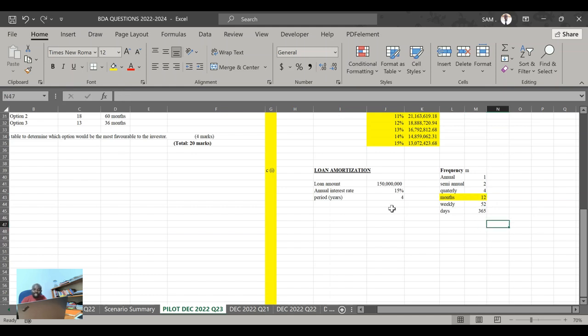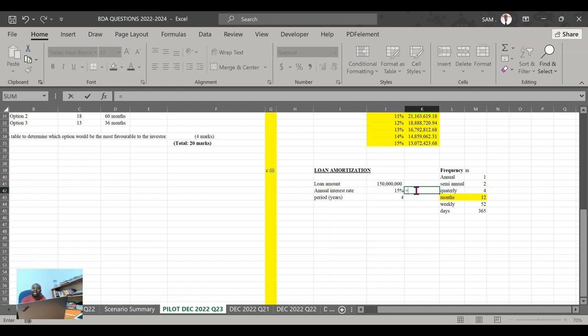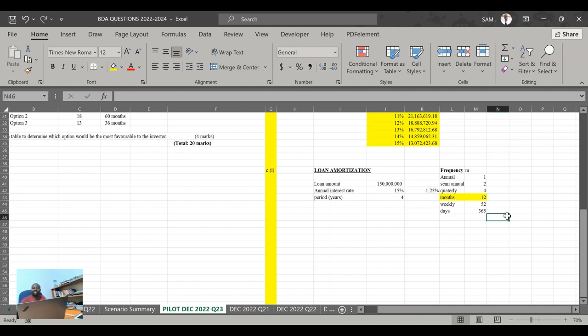So if that is the case, you will come here. If you want to get the monthly interest rate, you pick the annual interest rate and then divide it by the frequency in months. And the frequency in months, we just said it is 12. You divide by 12 to get the monthly interest rate, and I will put it in percentage and increase the number of decimal places like that.